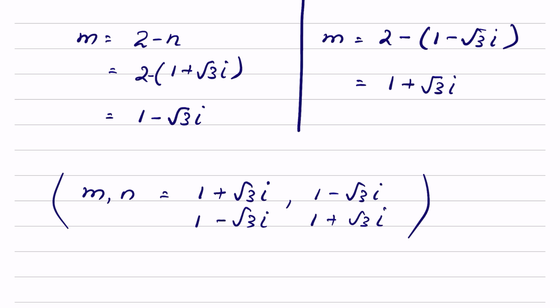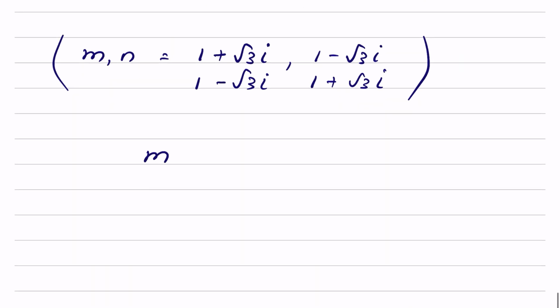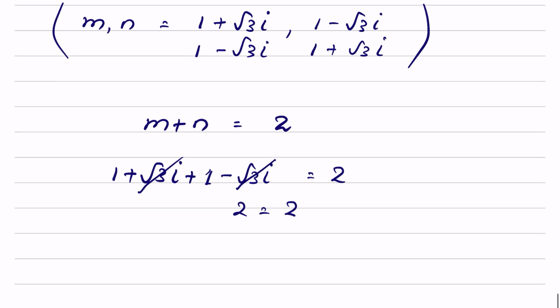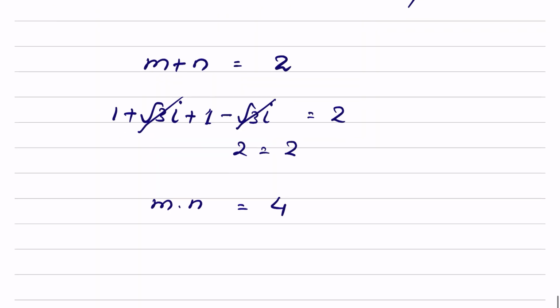Let's verify the answer. m plus n is equal to 2. So when m is 1 plus square root of 3i, n is 1 minus square root of 3i. This plus minus gets cancelled. 1 plus 1 is equal to 2, and m times n is equal to 4. So 1 plus square root of 3i times 1 minus square root of 3i, this should be equal to 4.